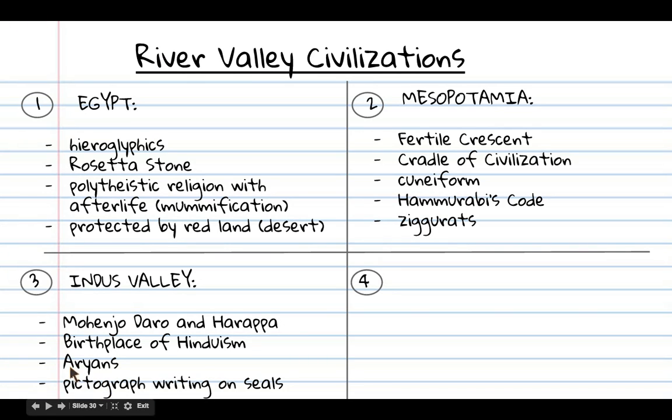This key point here about the Aryans: the Aryans are the name of the European people that migrated to the Indus Valley in very ancient times and were thought to have been the people who sort of started the religion of Hinduism. So if you see Aryans, think Hinduism.